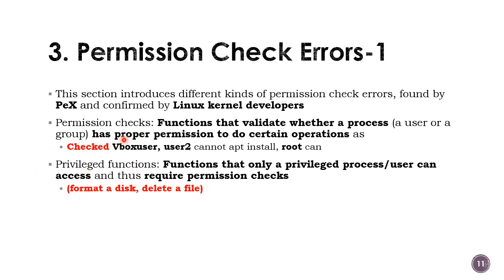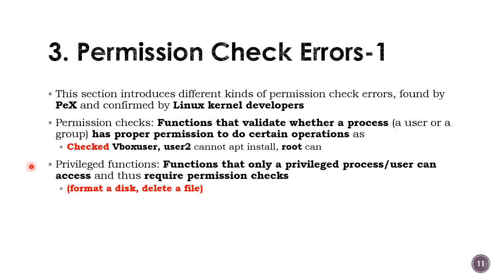So what are they? Permission checks are the functions that validate whether a process, like a user or group, has the proper permission to conduct certain operations. An example: it will be checked if a user wants to do an app install, but a VBox user or user 2 usually does not have the privilege to do that, but root can. So it's focused on the user.